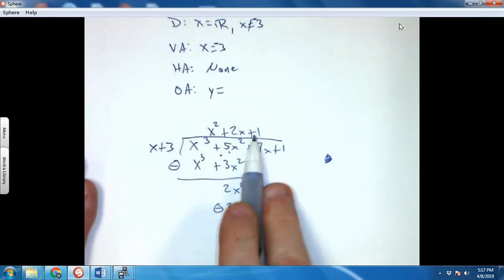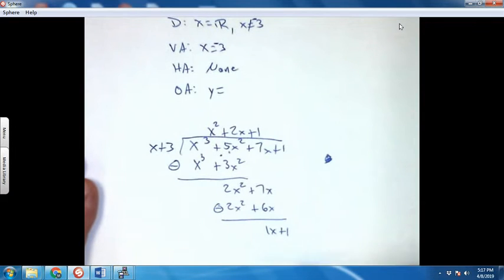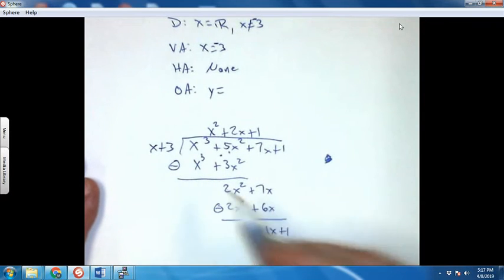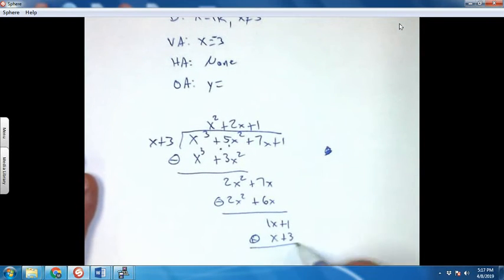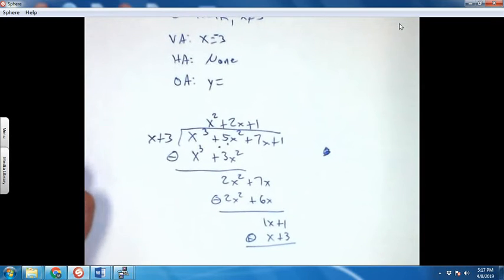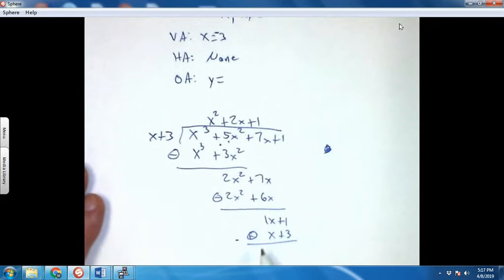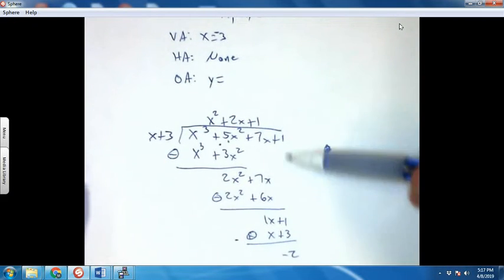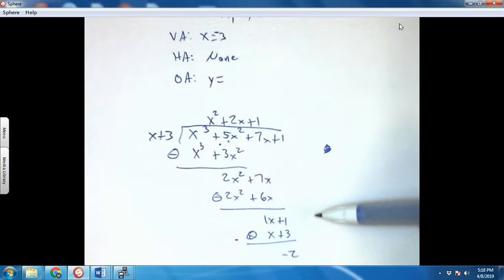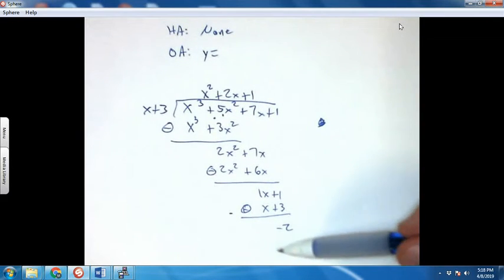So distribute this in. 1 times x is x. 1 times 3 is 3. Going to subtract. I'm just circling those because those are not part of the original equation. So 1 minus 1x, minus 1x cancels. 1 minus 3 is negative 2. And if you remember from Math 3, this would be the remainder.